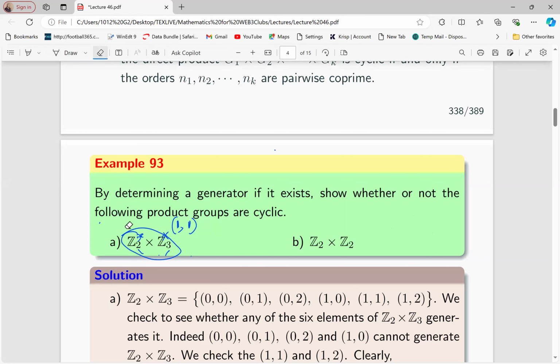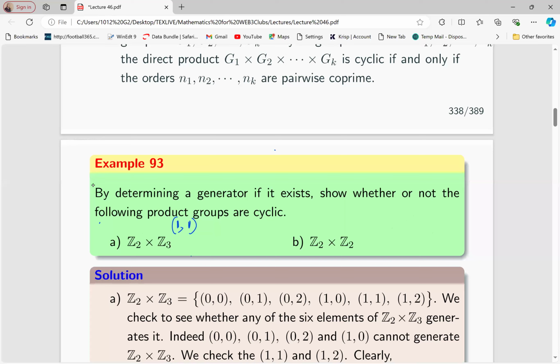So, in a multiplicative group, the generator will not always be 1, 1. But for an additive group, 1, 1 will always be a generator. And of course, there'll be other generators, but we shall look at how to find other generators. Let's just prove that 1, 1 is a generator.